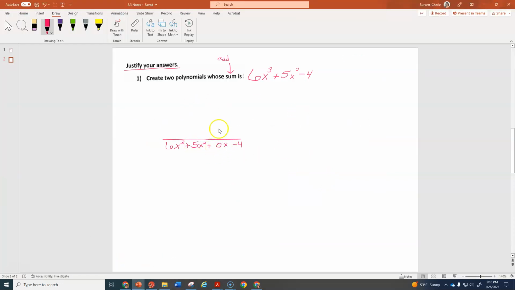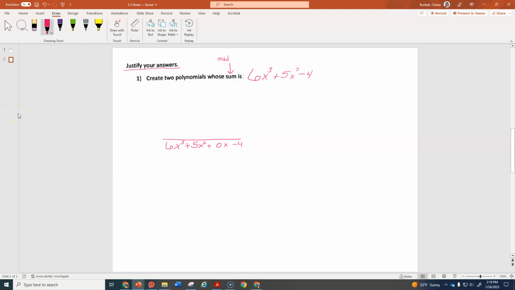So adding in that 0x right there will give you some more options. So I just need two numbers that multiply together to give me 6, that add together to give me 6. You don't have to always do positive numbers. You can do a positive and a negative. They just have to end up being a positive 6.